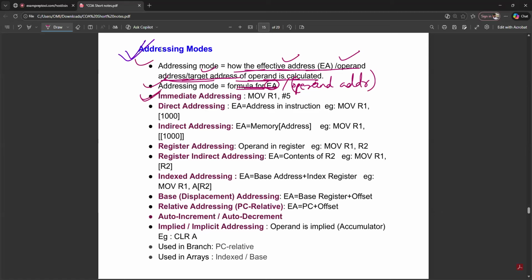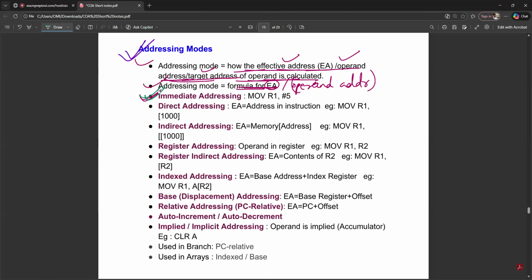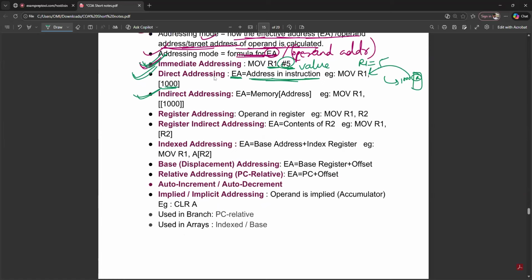So the first one is immediate addressing, which means move I1 phi, right? So phi is the value. I1 contains phi. Direct addressing means that the effective address equals the address in the instruction. So move I1 comma 1000 location. You go to the 1000 location, get the value, and store it in I1. That is direct addressing.